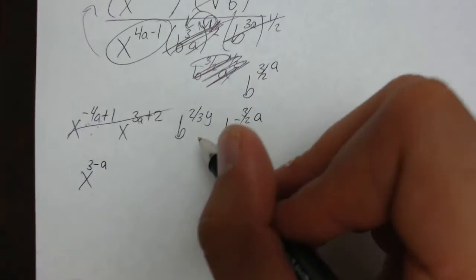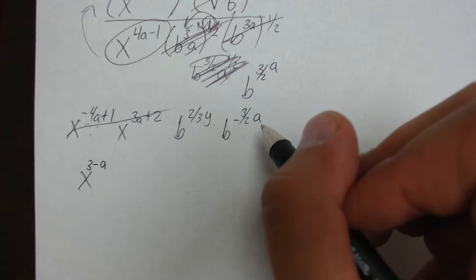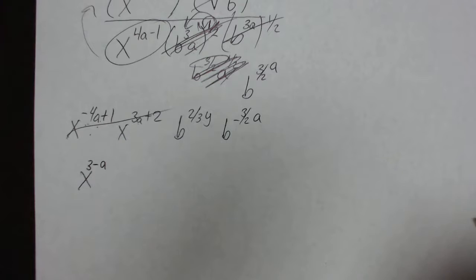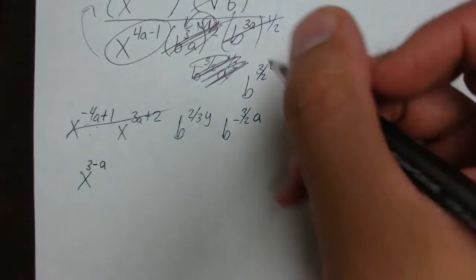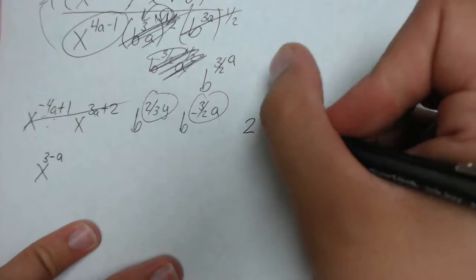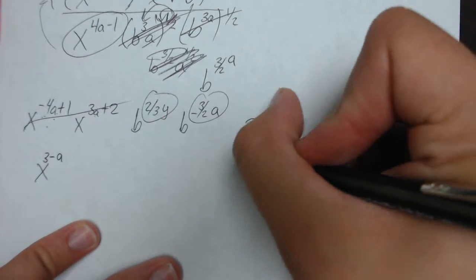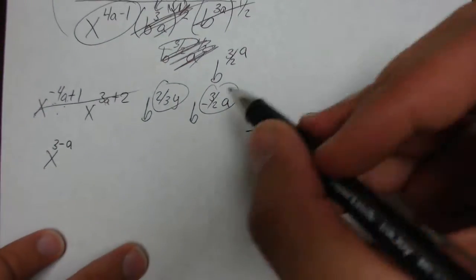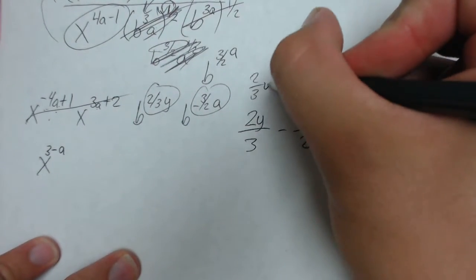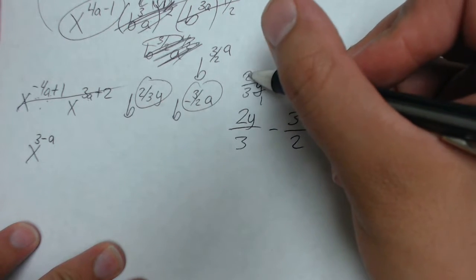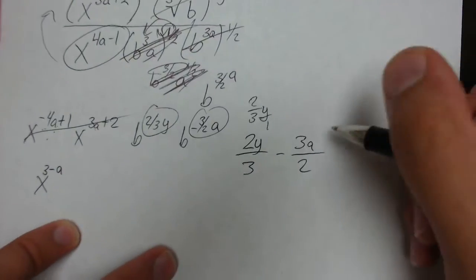And then I go to the b's. How do I add 2/3 y and negative 3/2 a? Well, I need to get a common denominator. It's that simple. So we'll rewrite these exponents as fractions, and we'll put 2y over 3 minus 3a over 2. Originally these fractions would have been 2/3 y. All I'm doing is taking this whole number y, putting it over 1, multiplying it to make it 2y over 3. Same thing with the a.